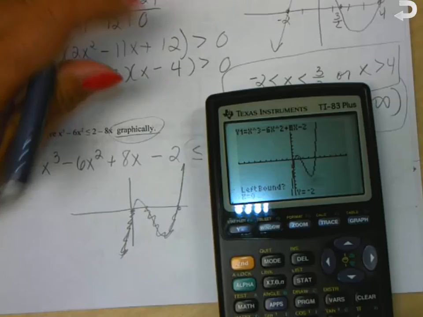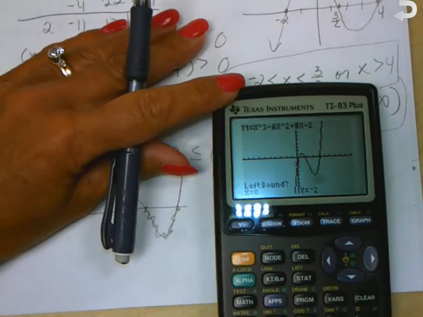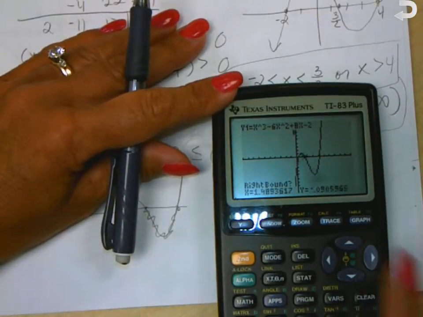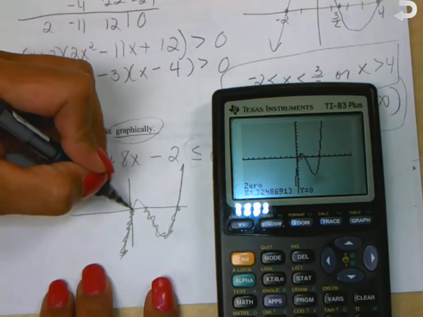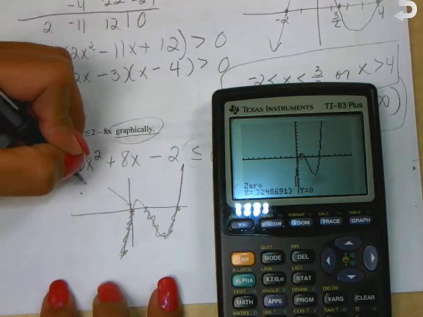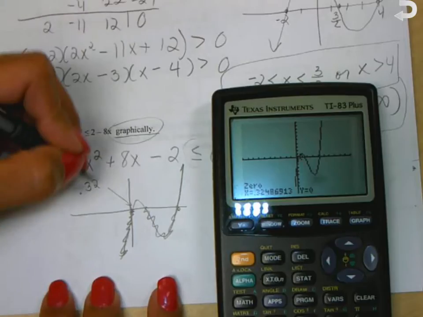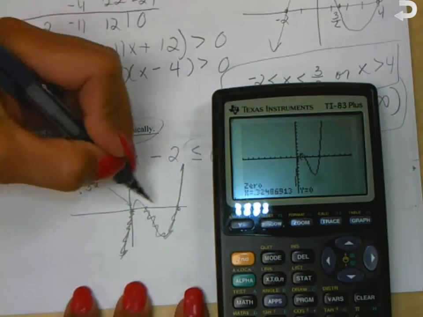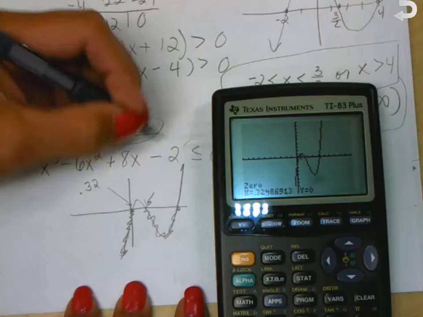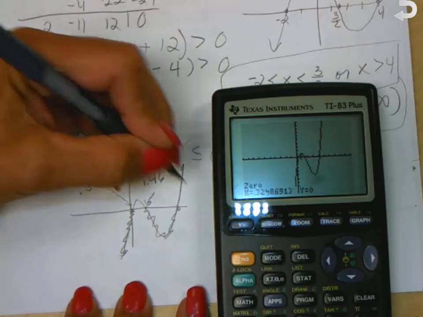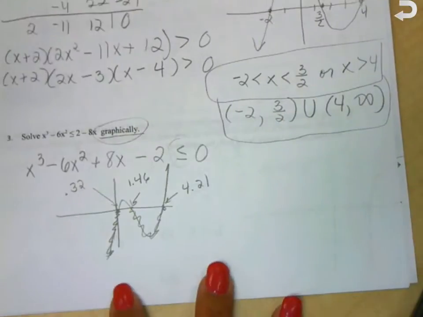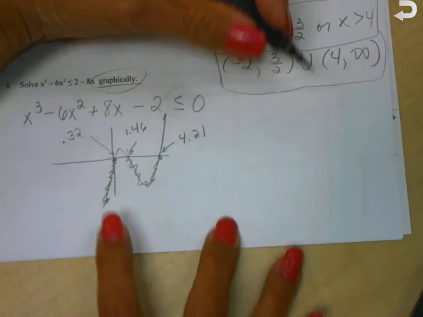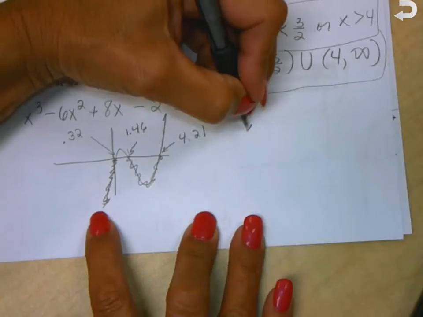I'll find one. If I go to second and calculate, I can identify a 0. I need to get to the left of it, which I will do, and I'm going to get to the right of it. Don't want to get too far past, and then enter, and I have a guess, and leave it just in the same spot, and I find out that that 0 is taking place at 0.32 approximately. And I also went through and identified these others by using the same technique and found out this point is about 1.46, and this point is about 4.21.